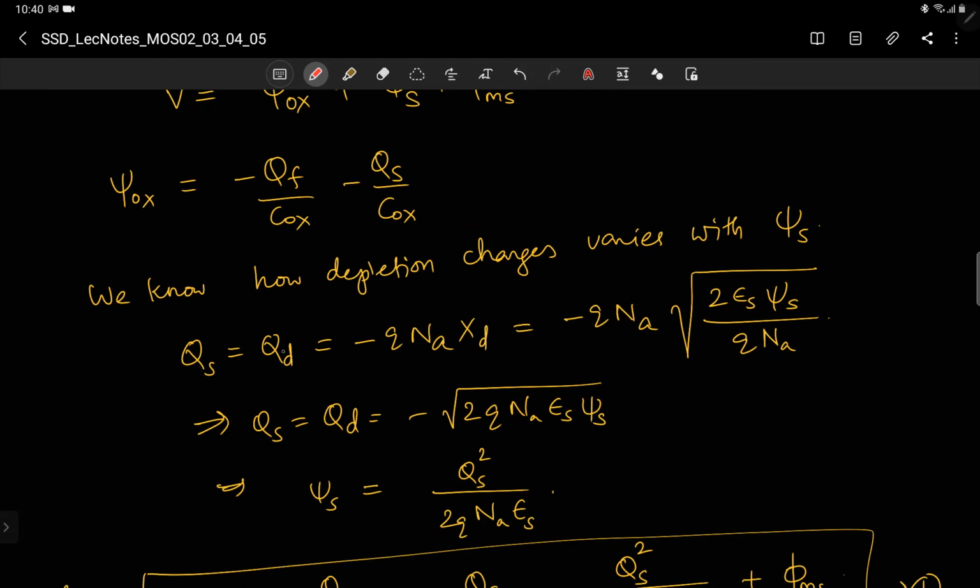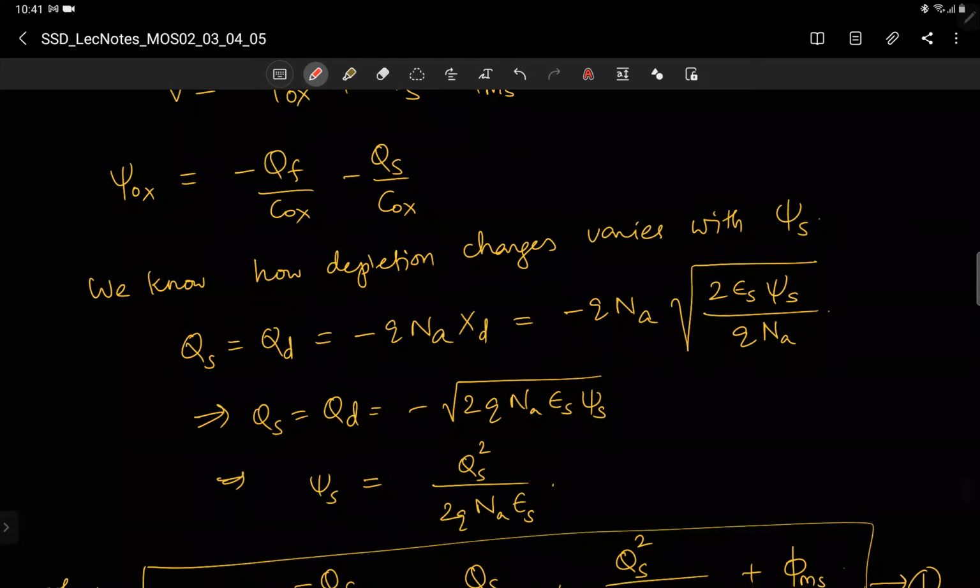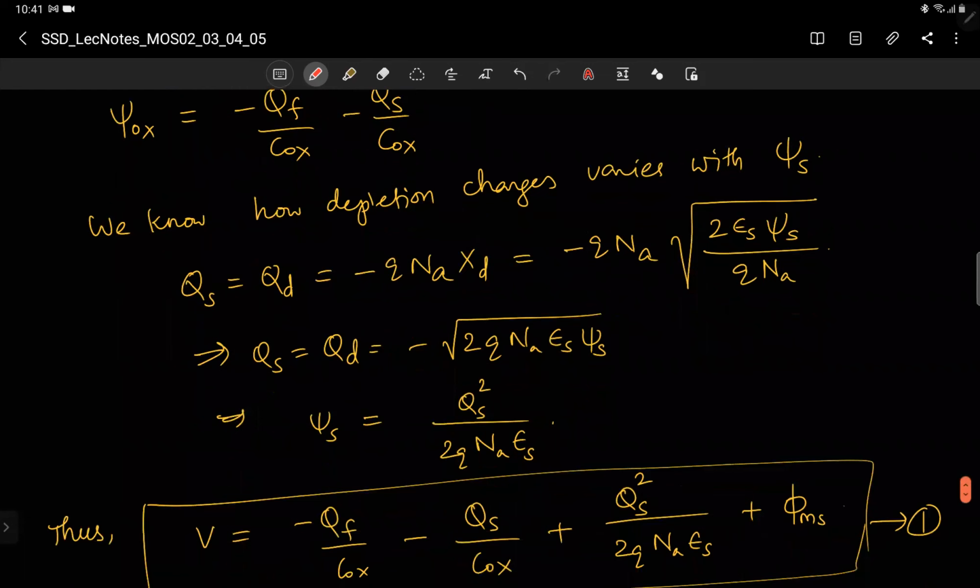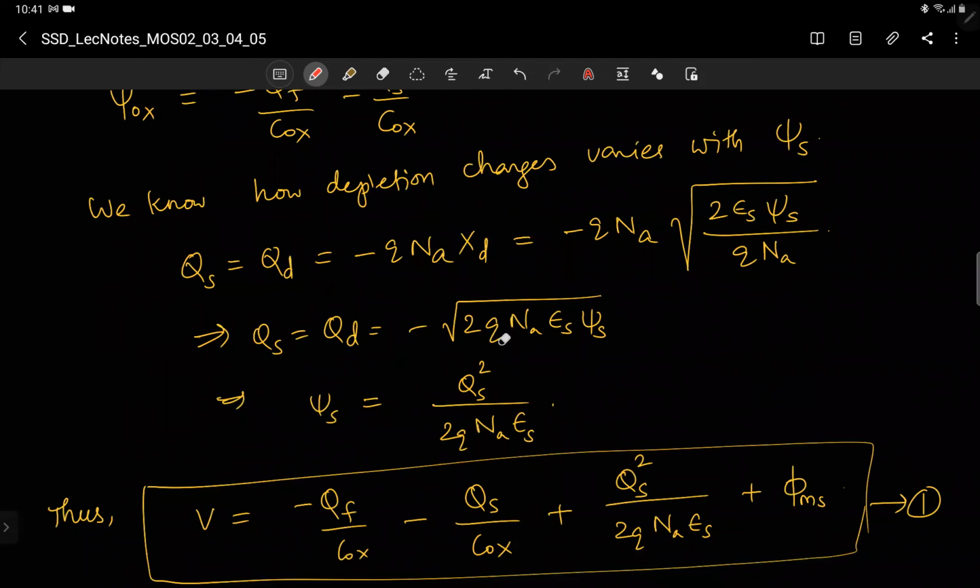So QS is equal to QD, which is nothing but minus QNA times the depletion width, and the depletion width formula is the square root of 2 epsilon s by QNA times psi s. Psi s is the drop across the depletion region. It's a quadratic relation. So QS equal to QD equal to minus the square root of 2 QNA epsilon s psi s. And for QD in inversion, you just put psi s equal to 2 phi f.